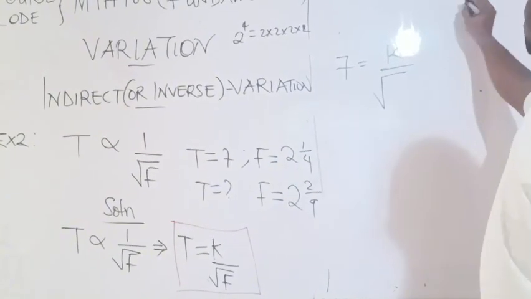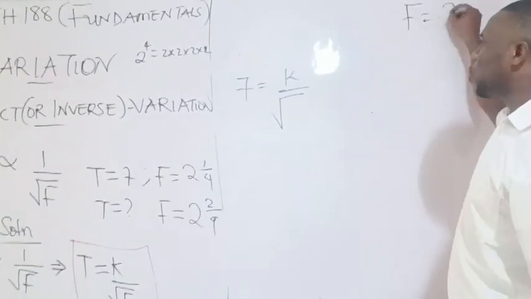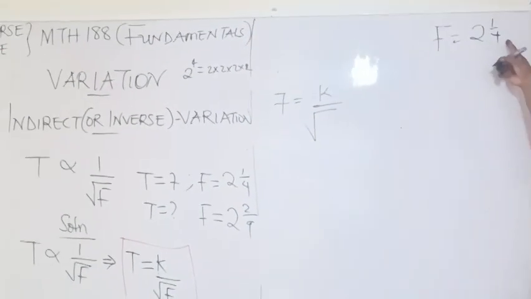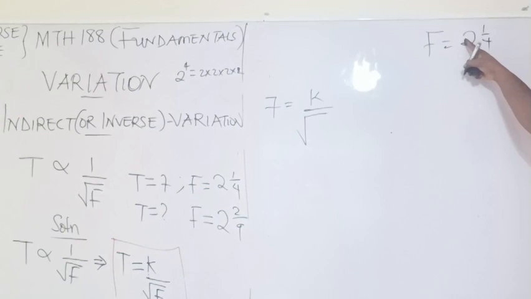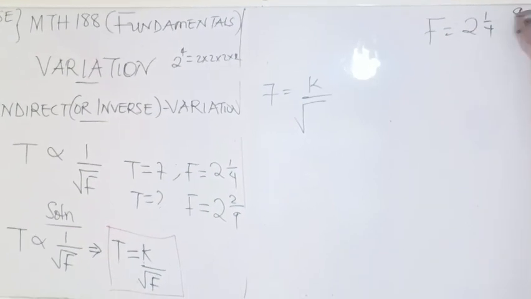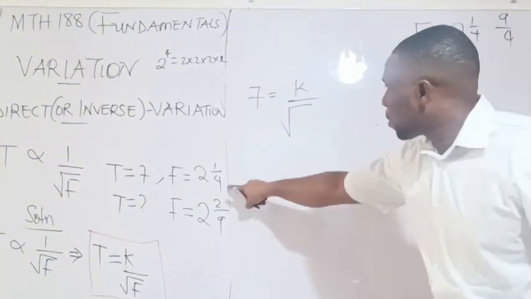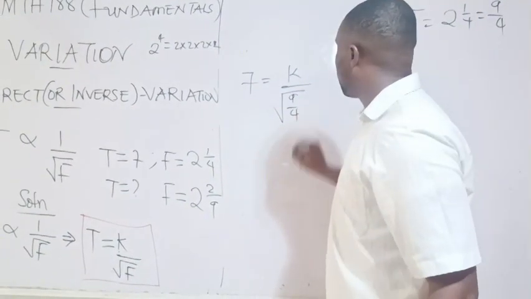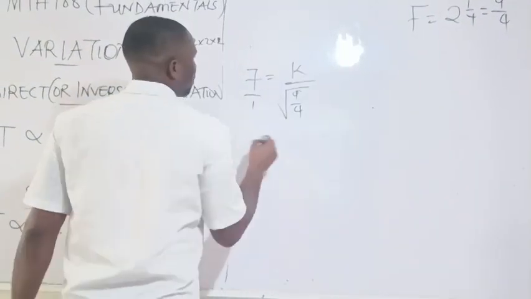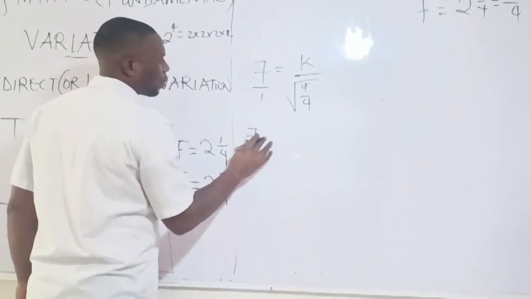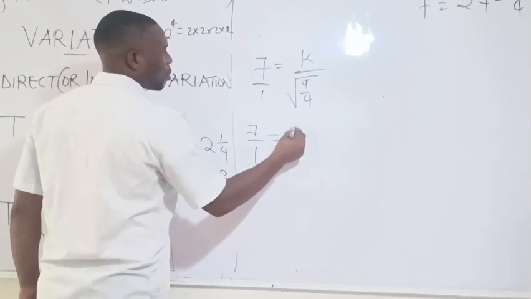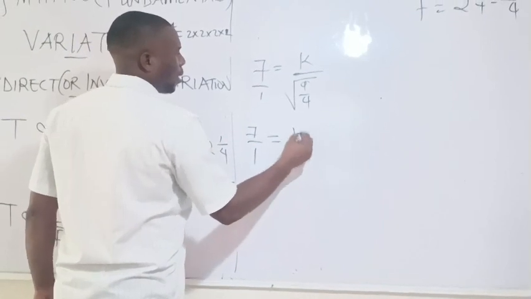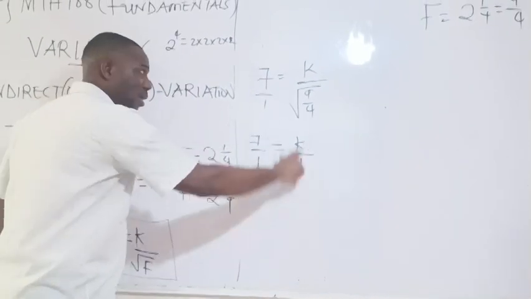Now, f. We were given f to be 2 whole number 1/4. So this is mixed. So I could write it as 4 times 2 is 8, 8 plus 1 is a 9. So I have 9/4. So this term is the same as 9/4. This is 7/1. So 7/1 is equal to k over 1. That is still a k.